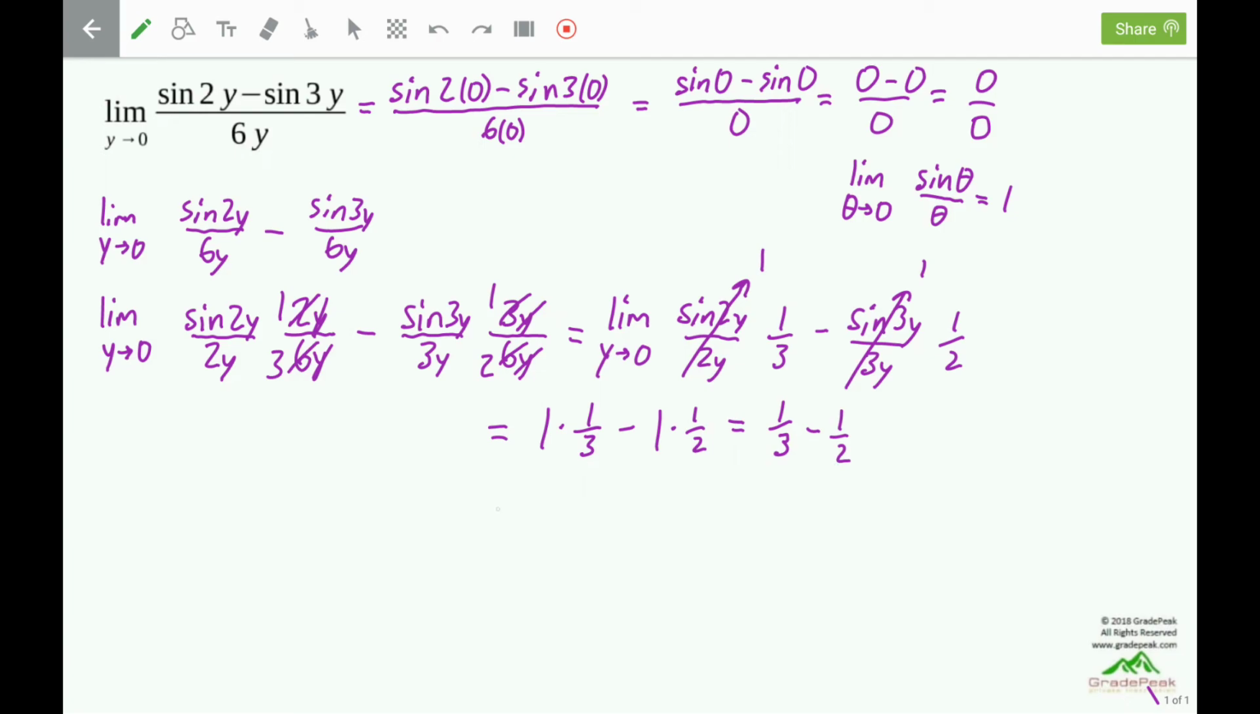Probably a good idea to put these over a common denominator, so looks like it'll be 2 times 3 or 6. I'll multiply the 1 over 3 times 2 over 2, and the 1 over 2 times 3 over 3, giving me 2 over 6 minus 3 over 6, combining 2 minus 3, negative 1 over 6.